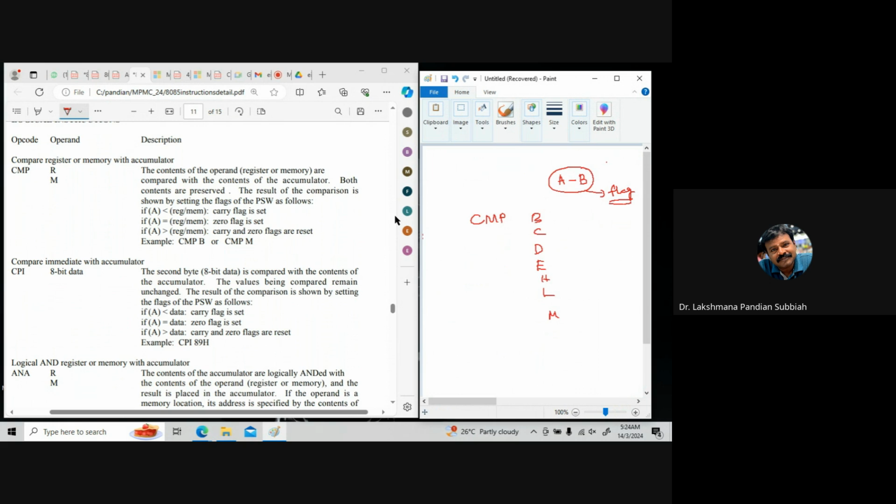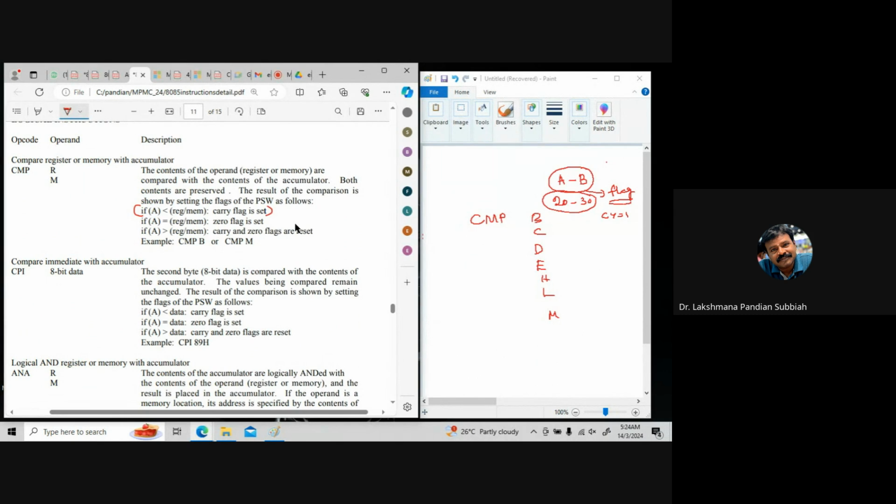How is it affecting now? If A is less than B, for example A is 20 and B is 30, then it will set the carry flag, because the result is a negative number. So if A is less than B, the carry flag is set.